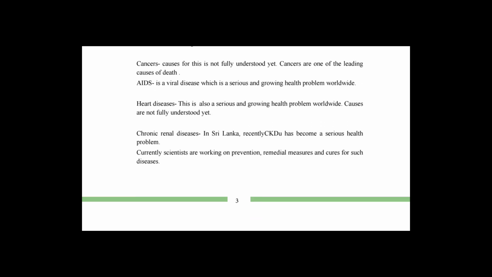Okay, so according to the predictions of the World Health Organization, cancer, heart disease and infertility will be the most prevalent diseases of the 21st century. In the 21st century, most of the people are suffering with cancer, heart disease and infertility. Okay, that's what they are saying. This was predicted by the World Health Organization. So now let's see about cancer, AIDS, heart disease, chronic renal disease.